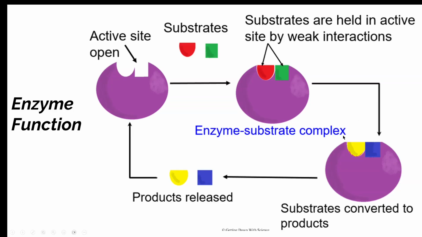And then very quickly the substrates will get changed into the products, and usually there's some kind of input of energy in the form of ATP. Finally, the product is released from the enzyme, and then the enzyme can go ahead and do the reaction again.